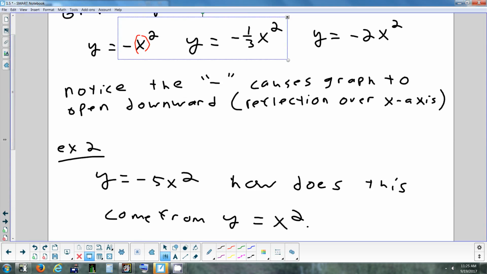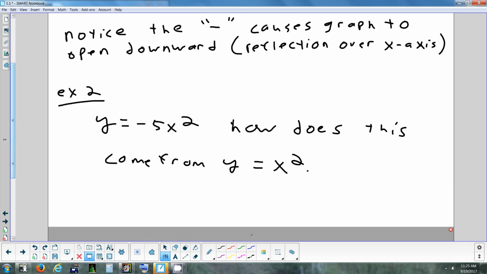First of all, just to make sure this is clear, how many transformations are happening to change x squared into negative 5x squared? 2. Yep, 2 transformations. Now, the order that you do them in does make a difference, but later on, once we go through all the transformations, I'll give you a list and tell you the order. But I'll just tell you what to start with.